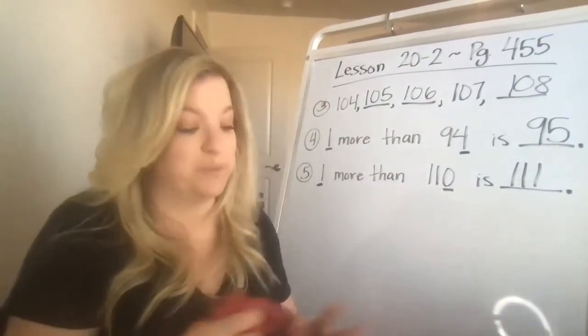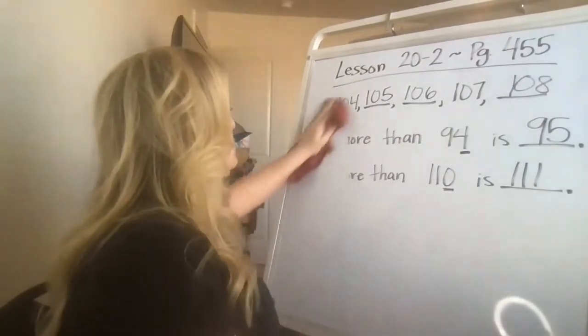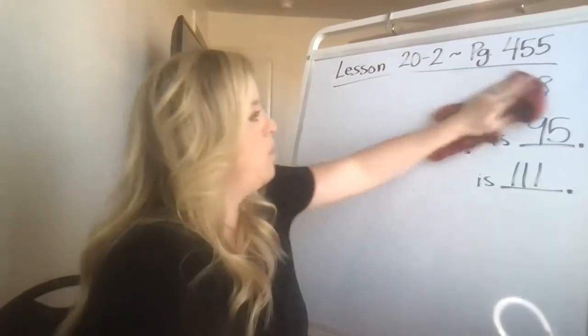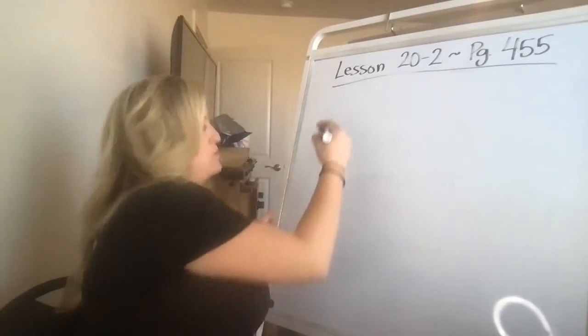Ooh, you'll see a really big hundreds chart. It says fill in the blanks. Count by ones. 97, so this is number 6.